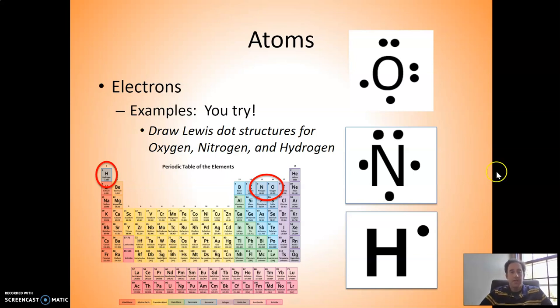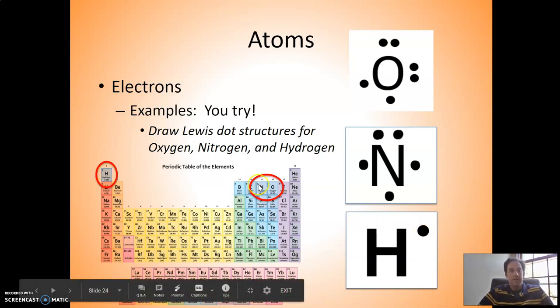Anyway, here are the answers. So, we'll do hydrogen first. It's just right there. Outermost energy level is the first one. So there's one element here, hydrogen. So it gets 1 dot. Boom, there it is. If we go to nitrogen, it's in the second energy level.